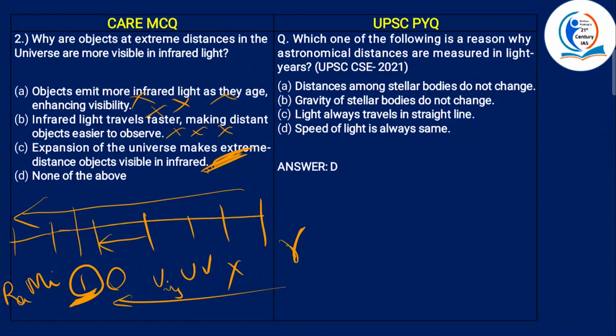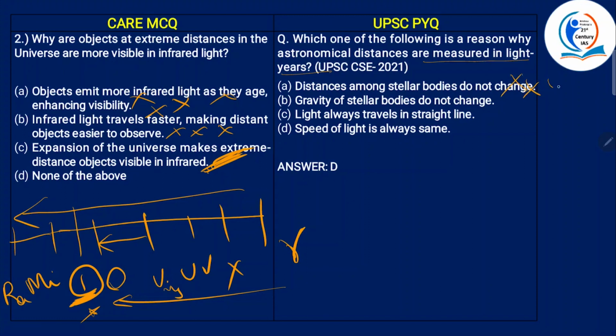In day-to-day life, we encounter infrared waves every day, and we detect it as heat. So that is the importance of infrared light or infrared waves. Now, which one of the following is the reason why astronomical distances are measured in light years? Distances among stellar bodies do not change.